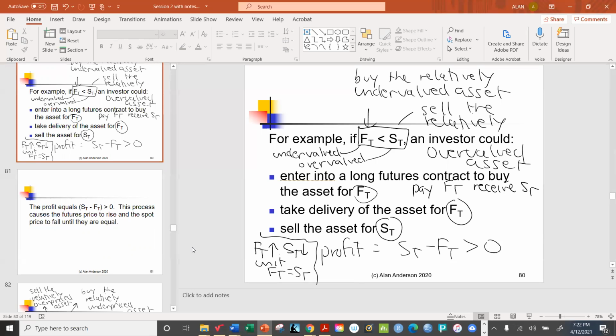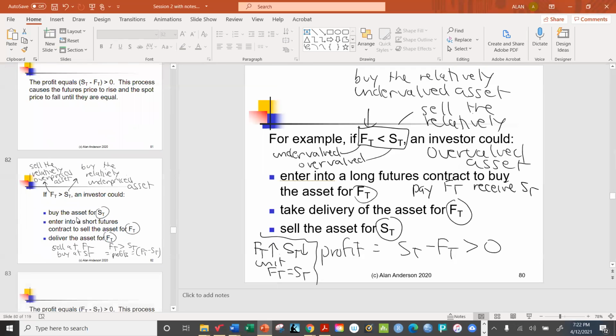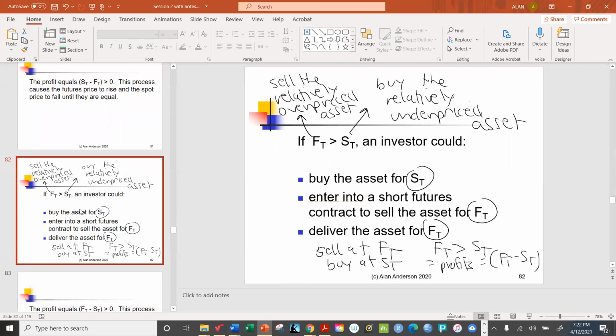Okay, now what about the opposite case? Now we're going to sell the futures contract and buy the spot asset. So what do we do now? We buy the asset for S_T dollars. We enter into a short futures contract to sell the asset for F_T dollars. And when the time comes, we use the asset that we just bought to deliver it through this contract.